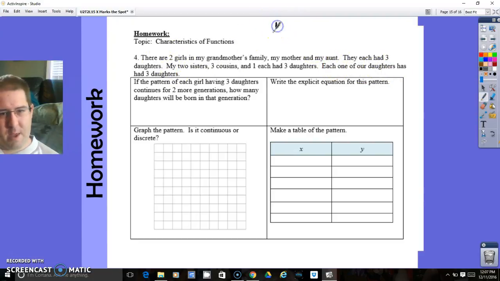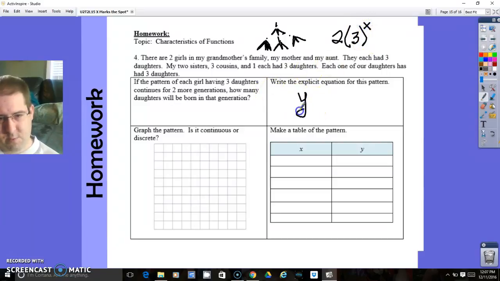So there was a mother here, and then she had 3 daughters, and then all of those kids had 3 daughters. I'm making sort of a bad family tree here. So it's going to grow exponentially. There are 2 girls in my grandmother's family, so there are 2 people to begin with. And each person is having a rate of 3 more people to the x power.